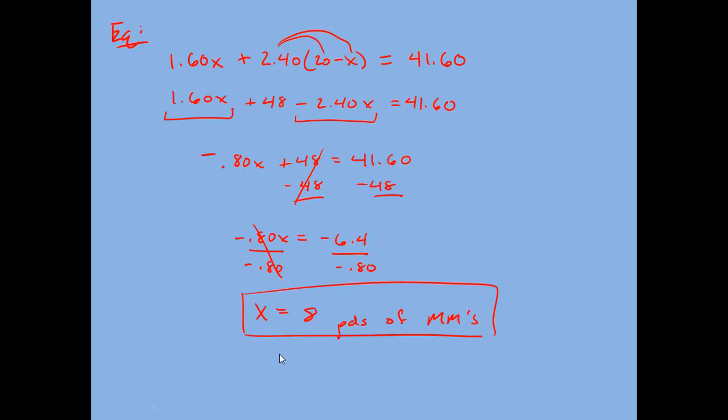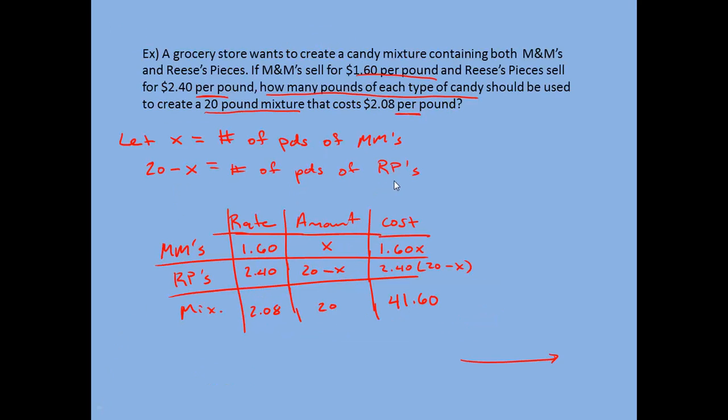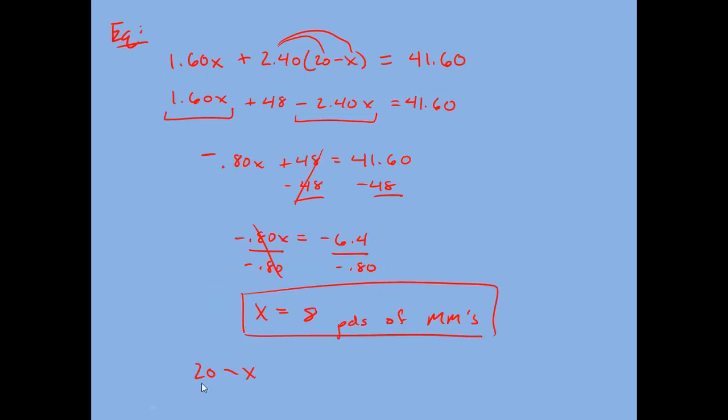And remember that you need the number of pounds of each, right? The question asks for both. If you don't answer both, you're not going to get full credit. So x equals 8 pounds of M&Ms. 20 minus x, coming from our let statement back here, is equal to the number of pounds of Reese's Pieces. So to find that, we're going to do 20 minus x, which is 20 minus 8. So that equals 12 pounds of the Reese's Pieces. And then we found both. We found the amount of each that we would need.